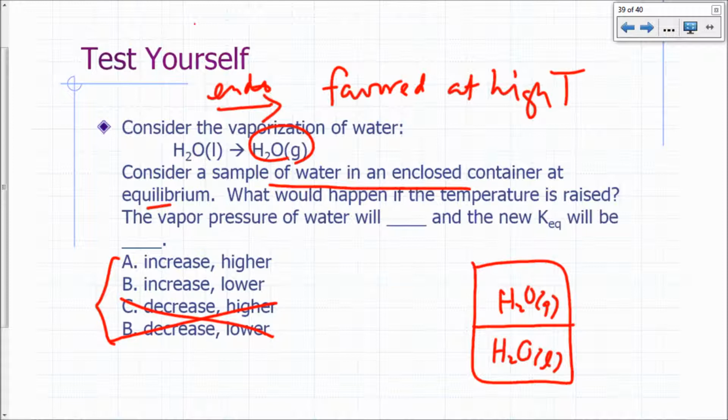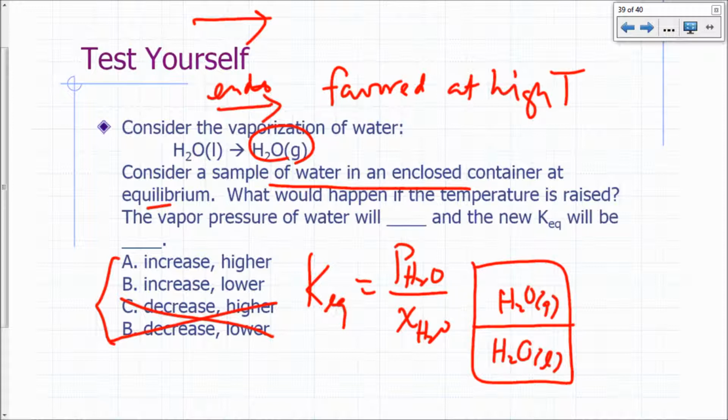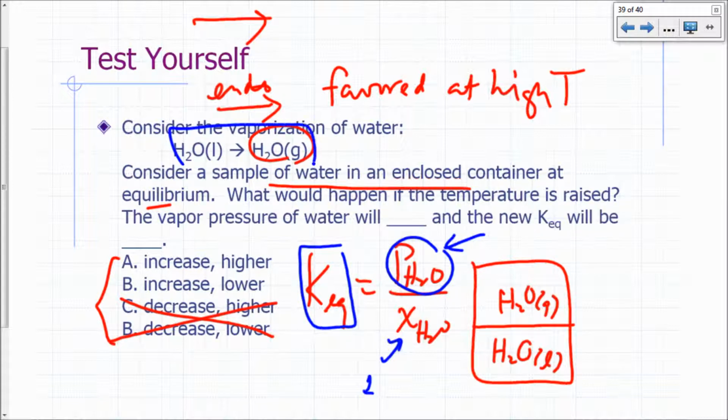There will be a net shift in the forward direction, and the new KEQ is going to be, well, what's our KEQ here? You can think of it as partial pressure of water in the numerator and mole fraction of liquid water in the denominator. And you can say this is essentially equal to 1. Well, it is 1 since you're dealing with pure water. And so your vapor pressure is going to increase. So the equilibrium constant is really nothing more than the vapor pressure of water. It's really an equilibrium constant for this reaction.